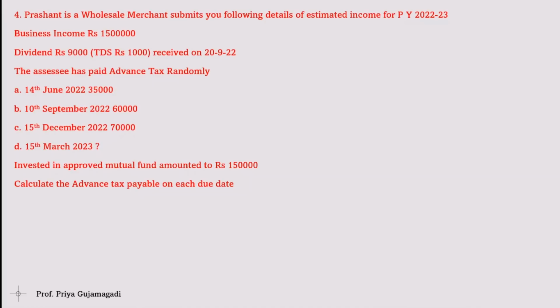One more piece of information they have given: they have invested in an approved mutual fund amounting to rupees 1,50,000. Invested, it is not an income. It is one of the deductions. Deduction under section 80C, up to 1,50,000: if you make any insurance or mutual fund investment, you will get a deduction. Calculate the advance tax payable on each due date.